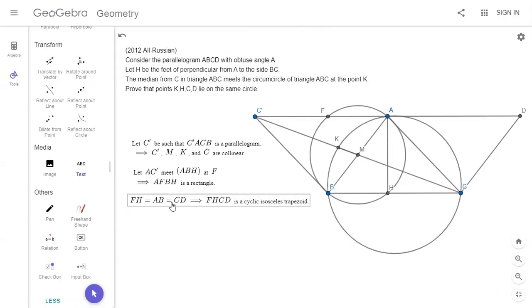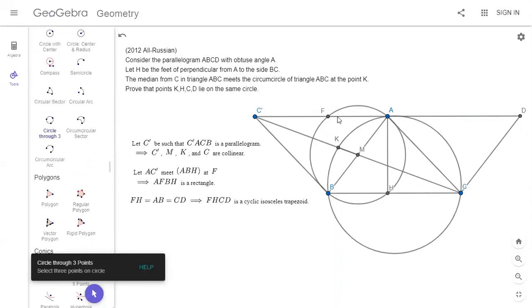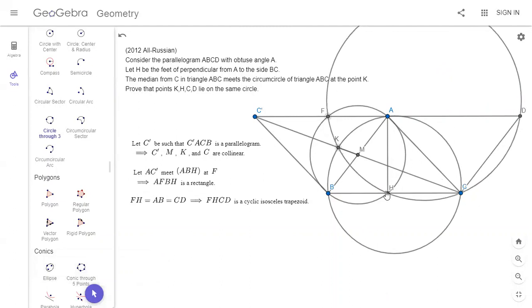We want to show that K lies on FKH, ABC, and AHB. So the radical axis of ABC and AHB is AB, right? Are you sure those are the right ones? Let's see. I'm going to try out what you just said. FH is the radical axis of FKH and ABH.